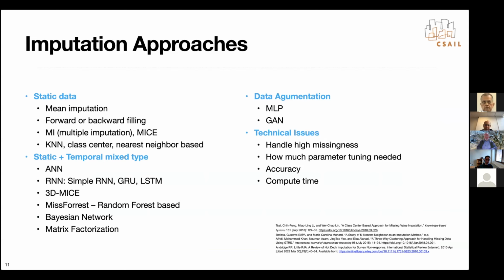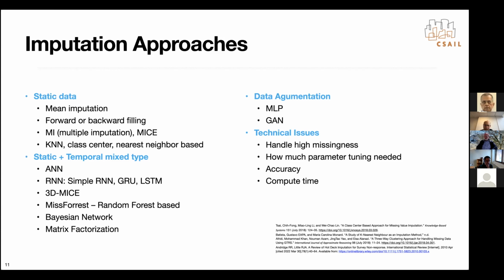So here are some of the imputation approaches that people have used. The simplest one is mean imputation. You take a population mean of that variable and you say, well, that's what I'm going to use for any values that are missing. And that works in some cases. Of course, it's a pretty gross approximation.